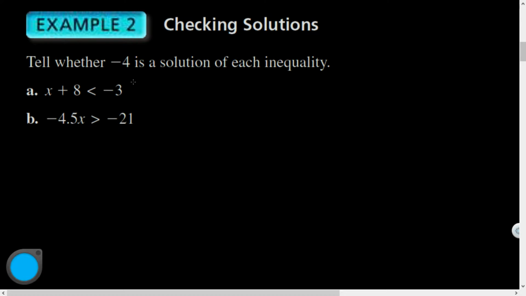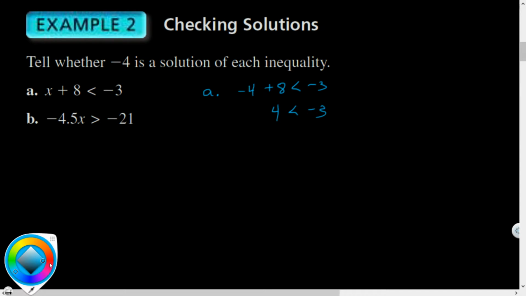Let's see, here it says, oh, this is perfect. I'm not even solving yet. It just says tell whether -4 is a solution of the inequality. So I'm doing a check. I would plug -4 in for x. Usually when you substitute in, you want to use parentheses, but in this case it doesn't matter because the x wasn't being multiplied by anything. So -4 plus 8 is +4. Is that less than -3? No, it is not less than -3. So that means -4 is not a solution.